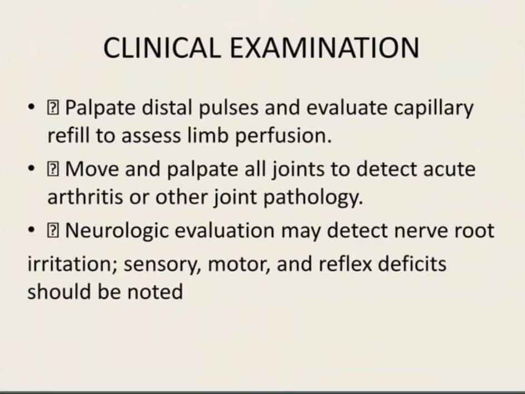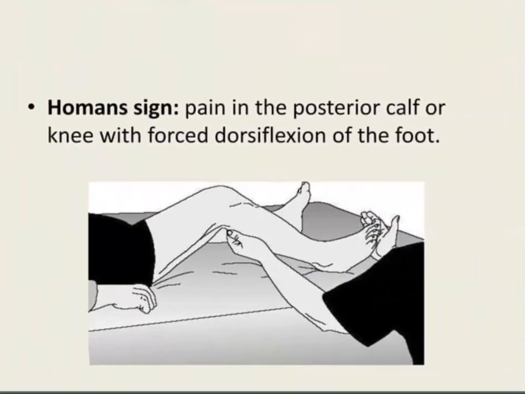Okay, so now clinically, how do you examine someone who comes in? After doing your history, using the Virchow triad, all those risk factors you talk about, you now have to do a clinical examination, which involves palpating the distal pulses, evaluating the capillary refill time to assess the limb perfusion, and palpating all the joints to rule out acute arthritis. You also need to do a neurological evaluation, which may detect nerve root irritation, and also examine for reflex defects, the sensory and the motor defects.